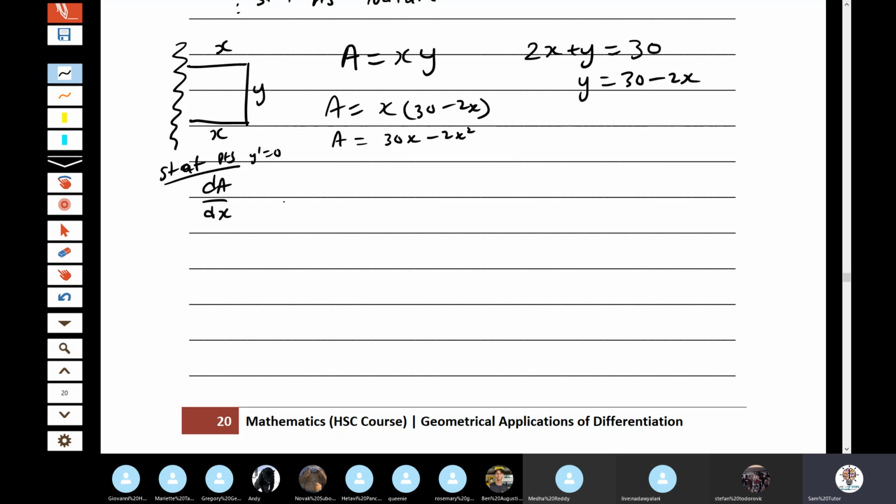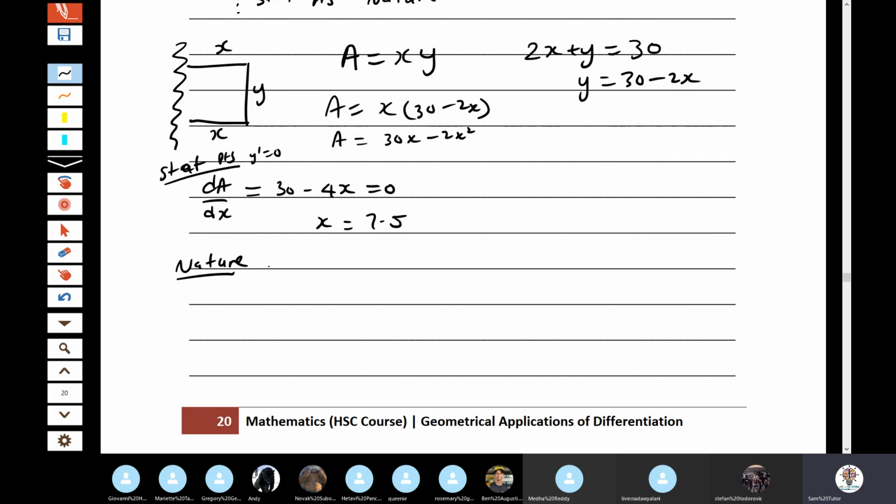dA on dx equals 30 minus 4x. Make it equal to 0. x equals 30 divided by 4, 7.5. That's great. You just did some math. Who said it's a maximum? So what must you do? Nature.